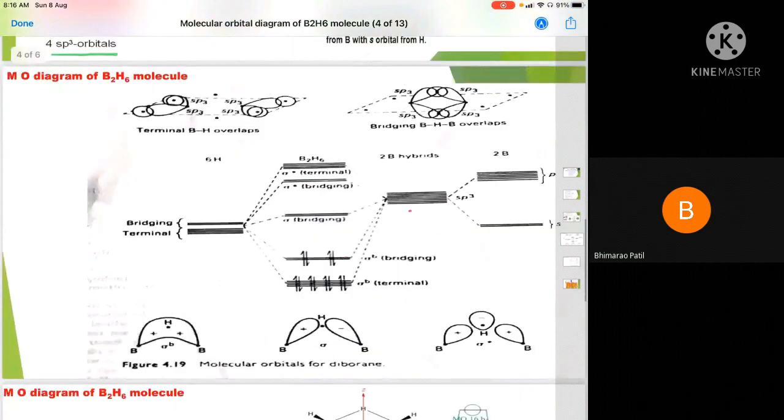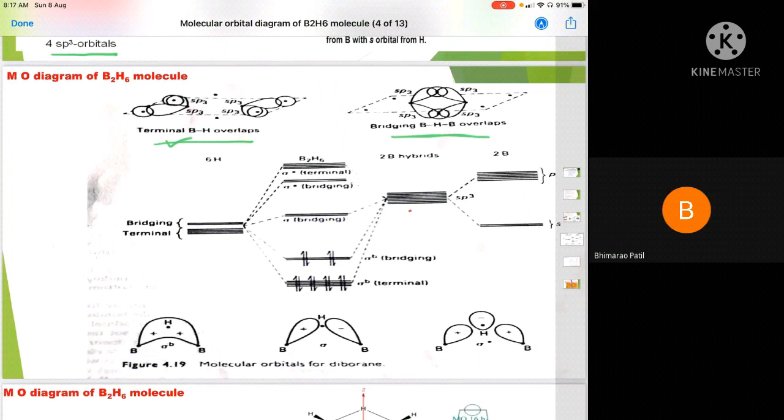If you go to the molecular orbital diagram by considering the boron atoms present in diborane are sp3 hybridized, then here you see how the terminal boron-hydrogen bonds are formed by overlapping of sp3 hybrid orbitals of the boron with the 1s atomic orbital of the hydrogen, as shown in this figure, and how the bridging bond is formed by overlapping of two sp3 hybrid orbitals of the two boron atoms with the 1s atomic orbital of the hydrogen atom is shown in this diagram.